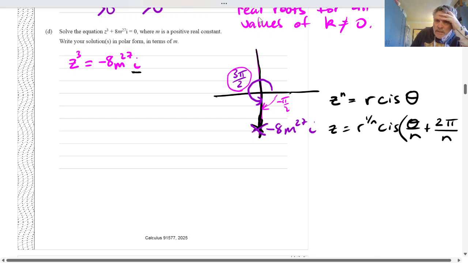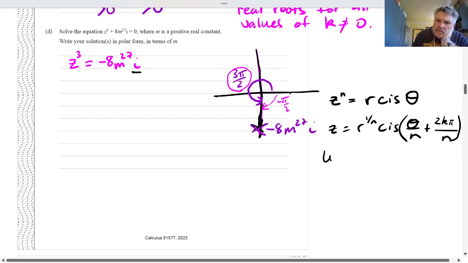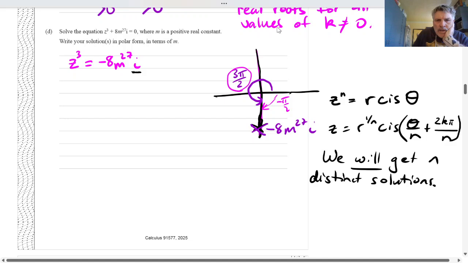To get different multiples, you just put a k in here. I've not done that very well. So 2k pi. 2 pi is a whole circle. We divide the whole circle up into n parts, 3 parts in our case, and we add multiples of that to get various solutions. And we will get n distinct solutions. So let's apply that theorem to our question.